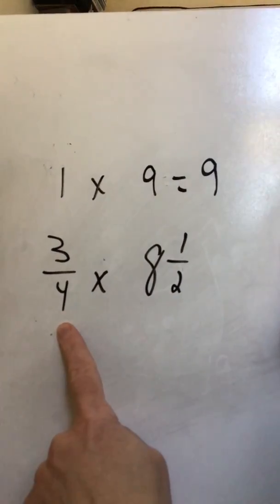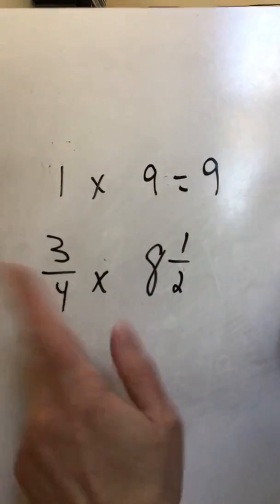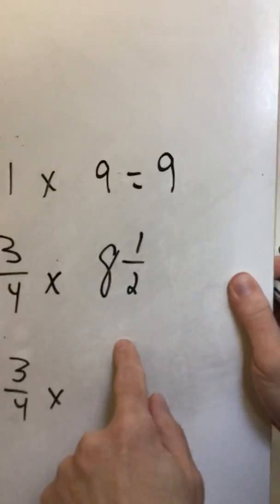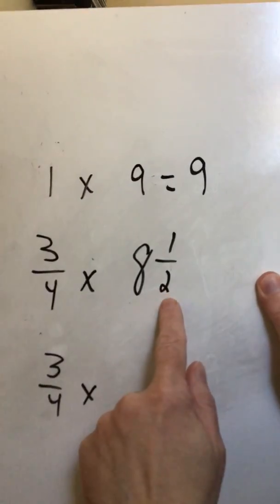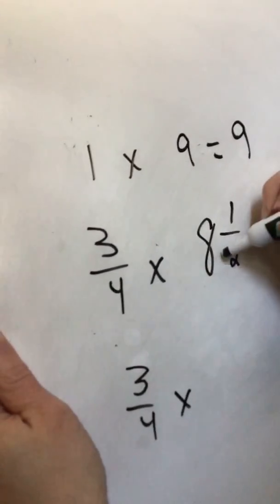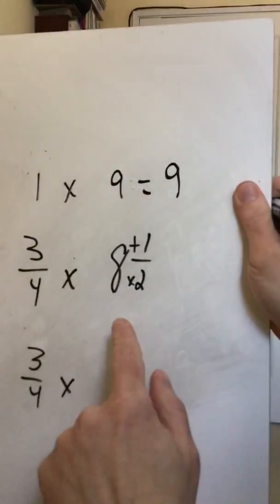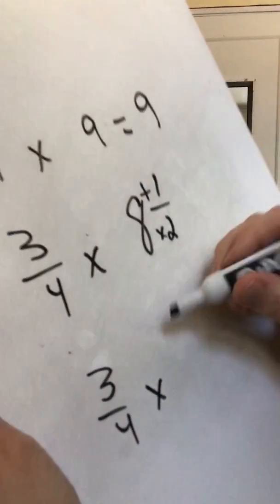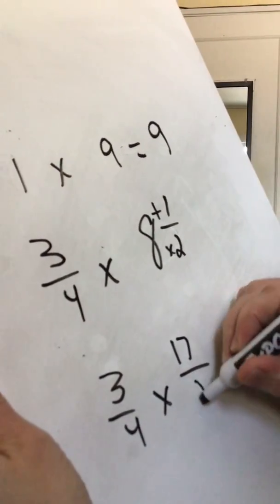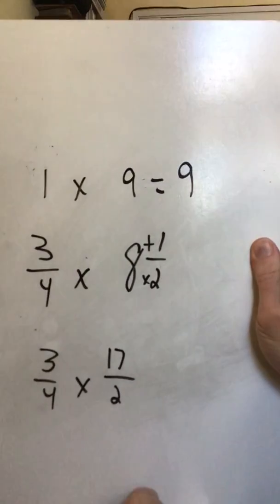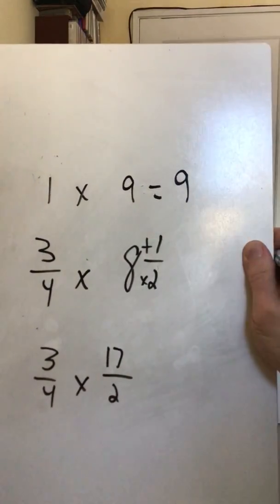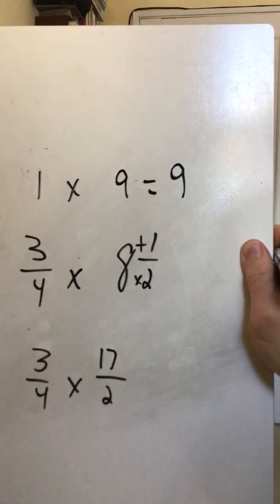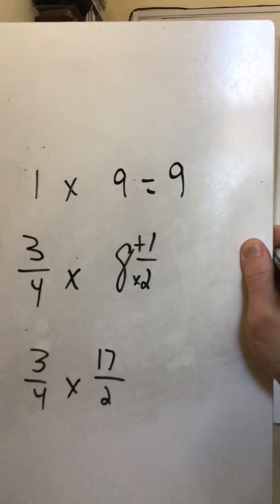All right, do we need to change 3/4 at all? Nope, because we just have our fraction. We know we can multiply. Again, our process here is you multiply the denominator by the whole number and add the numerator. So 2 times 8 is 16, plus 1 is 17. So we get 17 halves. Okay, do we have any easy cross-canceling here? 3 and 2 and 4 and 17? No, so that means we're going to actually have to do the math out here. So I'm going to multiply 17 times 3.